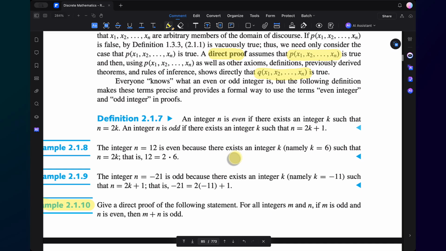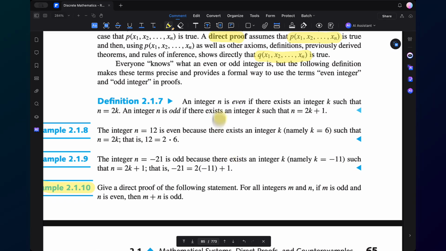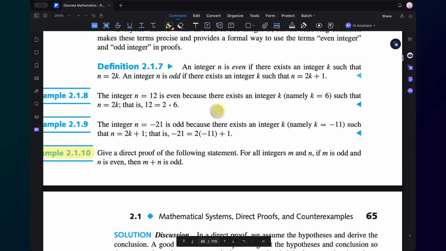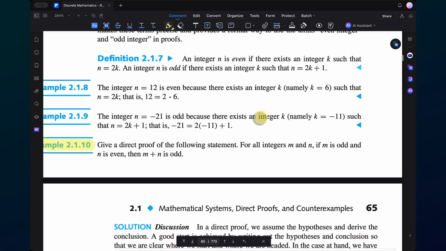Okay, so let's look at this example. Here's a definition. We say an integer n is even if there exists an integer k such that n is equal to 2 times k. That's the definition of an even integer. And an integer n is odd if there exists a k such that n is 2k plus 1. That's the definition of odd.